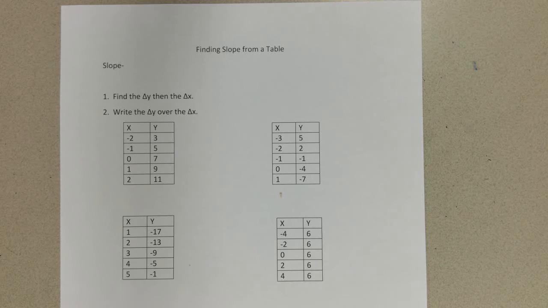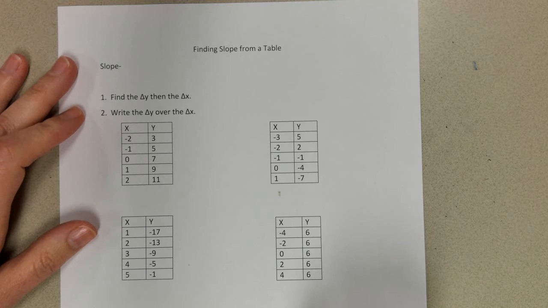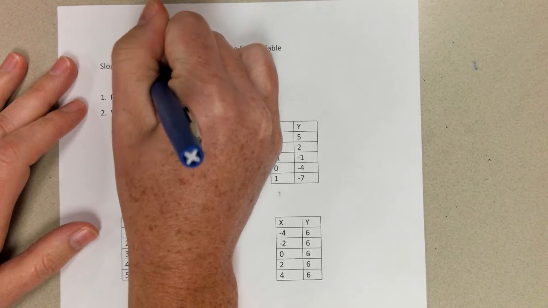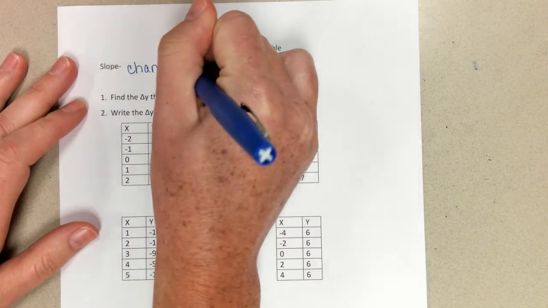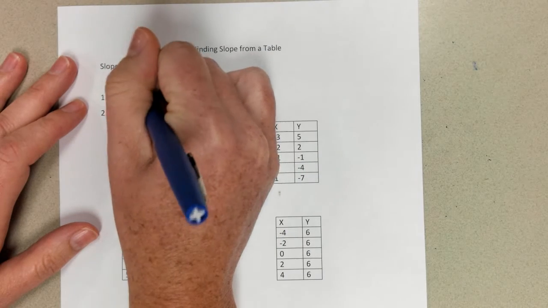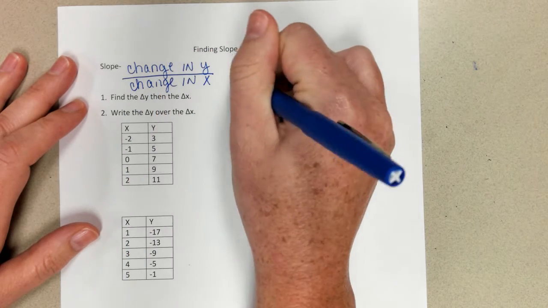Yesterday we found slope from an equation and a graph, and today we're going to look at finding slope from a table. Now, we defined slope yesterday. We talked a lot about it as rise over run, and we should have also talked about it as the change in the y values over the change in the x values. It's a ratio of the change in the y over the change in the x.